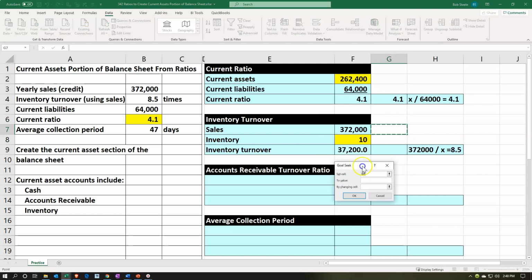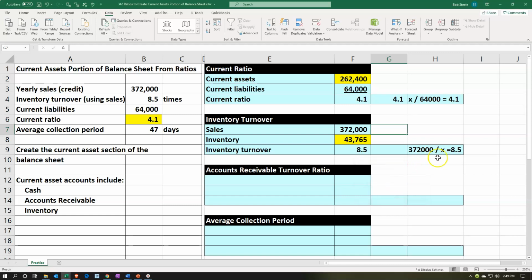And I'm going to say, all right, I would like you to make that cell be the ratio of 8.5 by changing the yellow cell. So there we go. And enter. And then it does it that way. And we're going to say, okay.